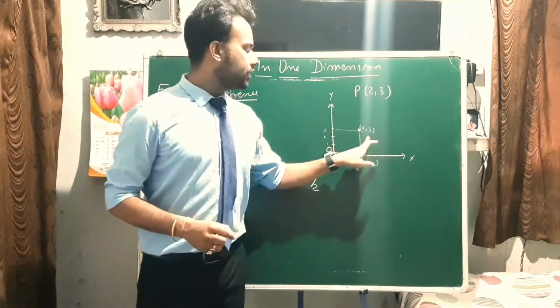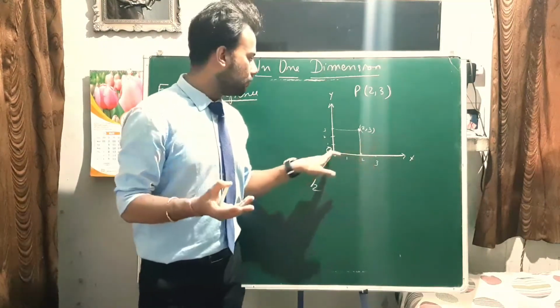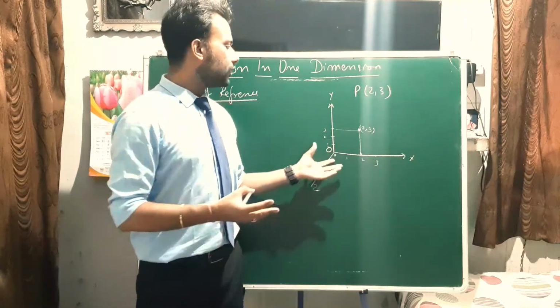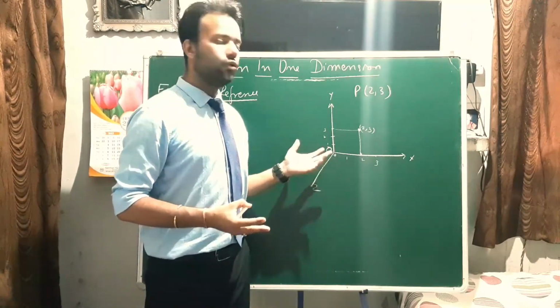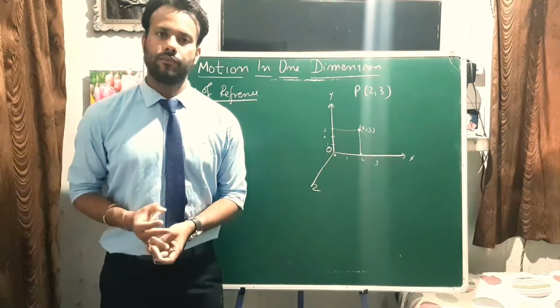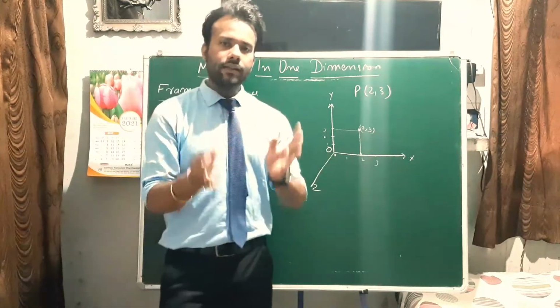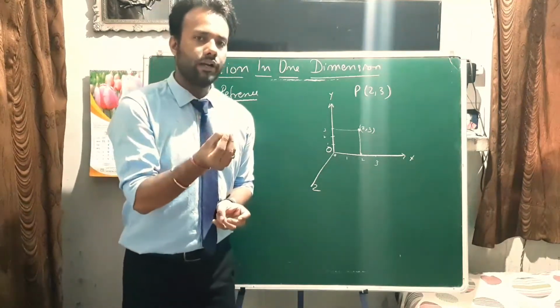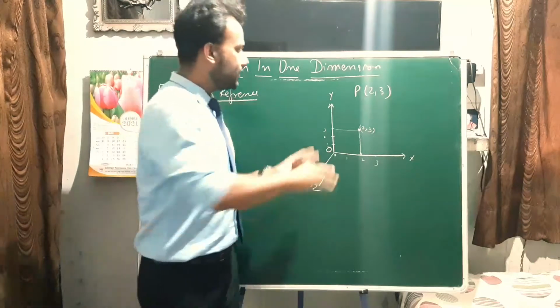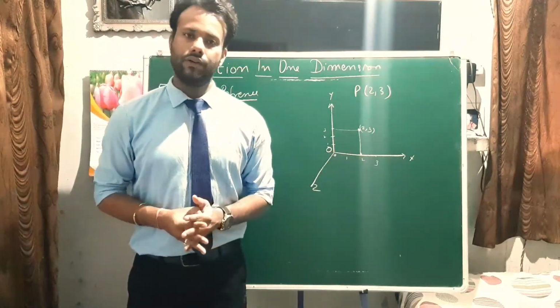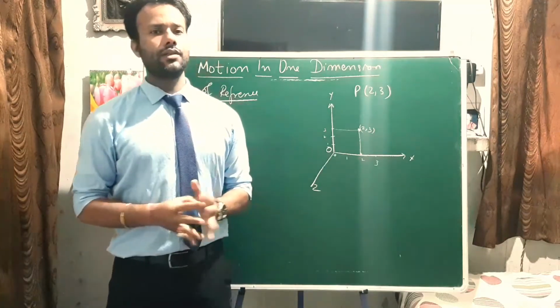Now to assign these coordinates, there must be some origin, there must be some reference, because without reference, how can you calculate that we have moved 2 units in the x and 3 units in the y? So to assign these coordinates, we select a point known as a reference point, and this complete system is known as a frame of reference. Frame of reference can be anything.